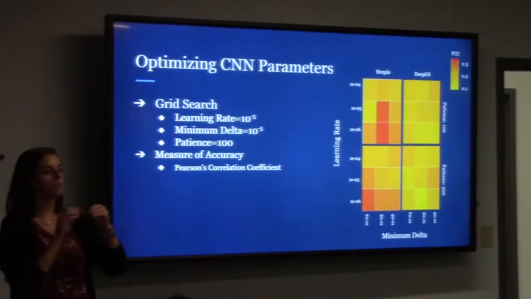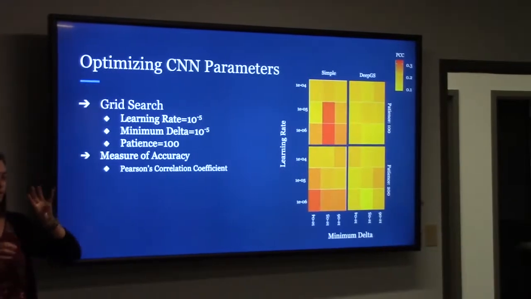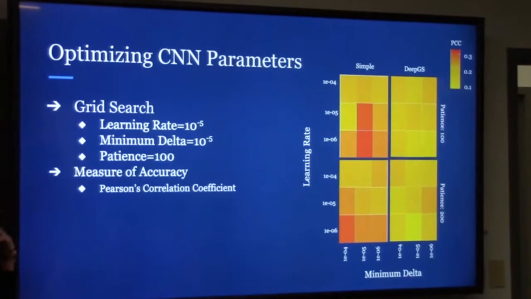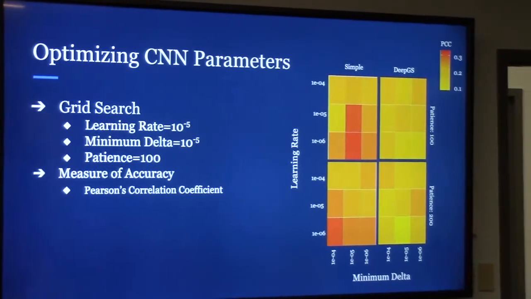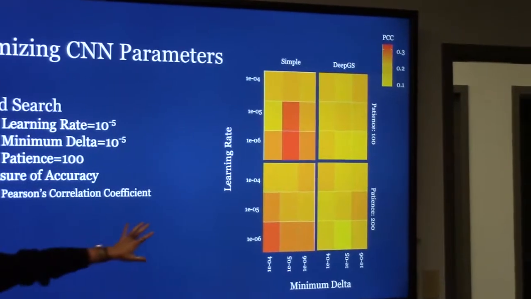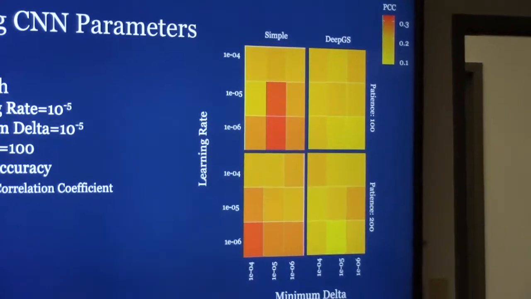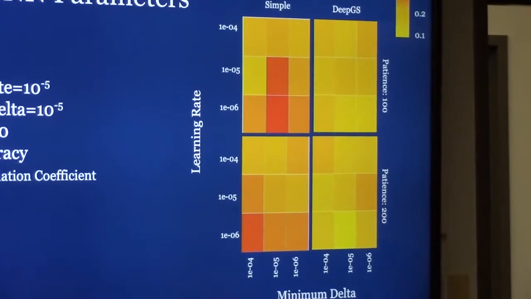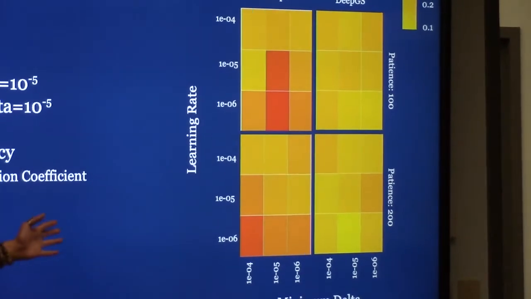It would take combinations of those 4 values and run the model based on those 4 values and tell me how accurate the model is. So that's what this heat map is showing right here. Again, we're using Pearson's correlation coefficient as a measure of accuracy. You just want a model that's close to 1, or if it's easier, look for the red box.